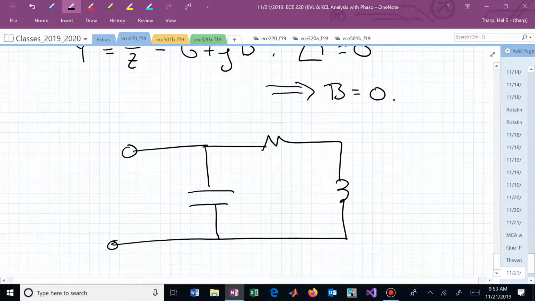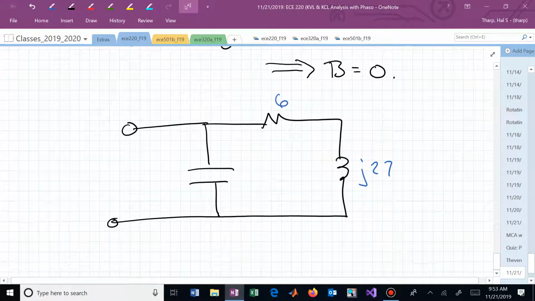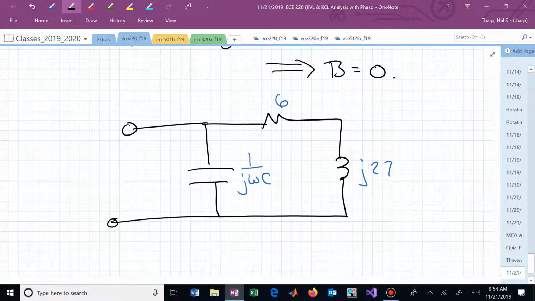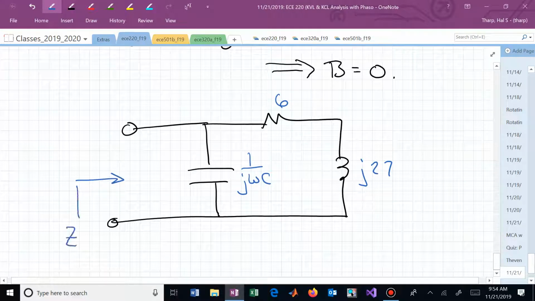Here's what we have. We have the 6 and we have the J27. What's the impedance of the capacitor? Just in general, what's its formula? 1 over J omega C. And we know omega, but now we are looking in here and we're saying what's Z look like to the source? These terminals are now connected to the source, or we might be saying, since we're in parallel, maybe we want to look at Y.